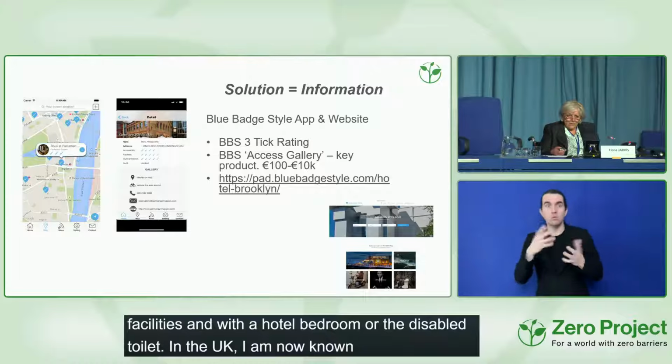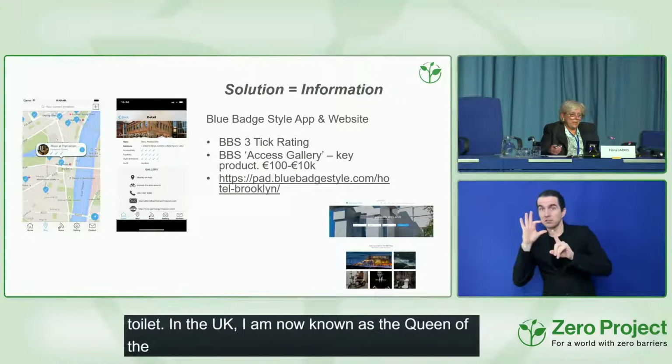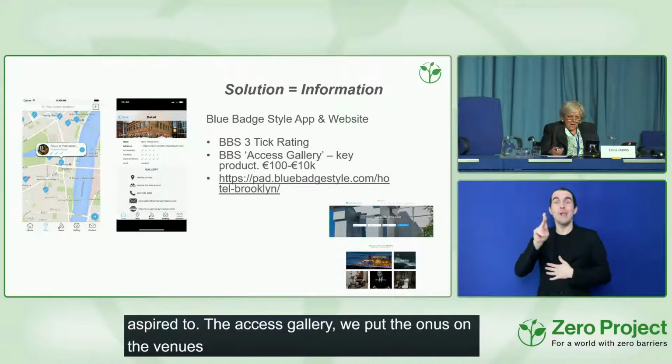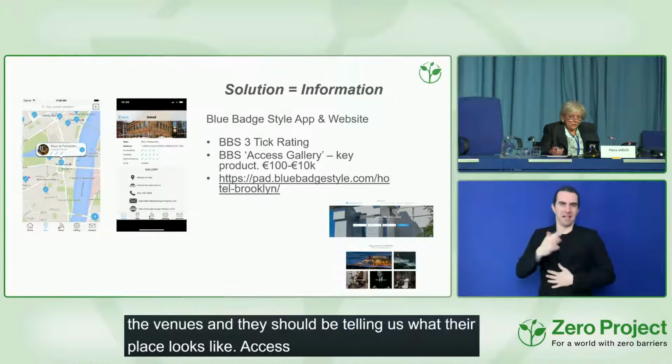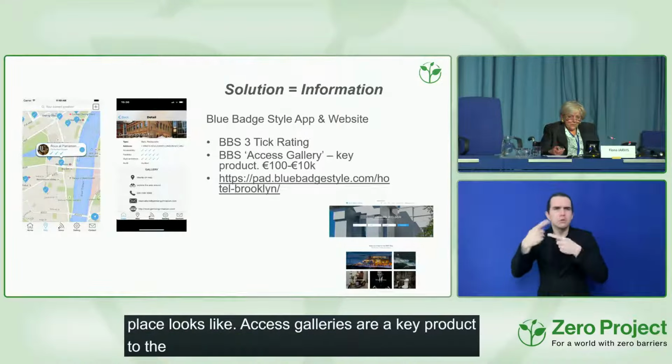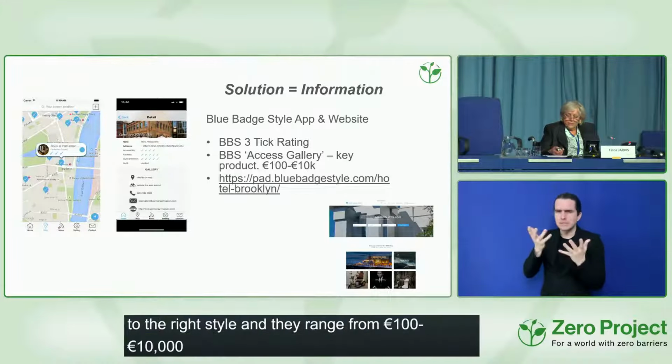So the Access Gallery, we put the onus on the venues. They've got plenty of money. They should be telling us what their place looks like. And access galleries are a key product to Blue Badge Style, and they range from €100 to 10,000. And that would be for a full virtual guide that goes on their website. You can see more on this link.